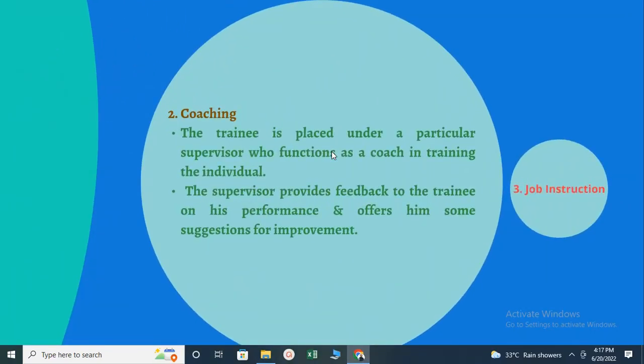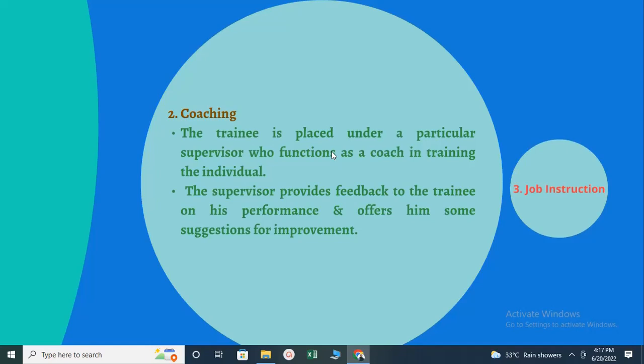The training is placed under a particular superior who functions as a coach in training the individual. Individual attention is given at the coaching level. The superior will provide feedback to the trainee on his performance and offer him some suggestions for improvement. Any individual will be placed under one supervisor or trainer. He will observe clearly what he is doing, where he is strong and where he is weak. Everything will be analyzed by the trainer.